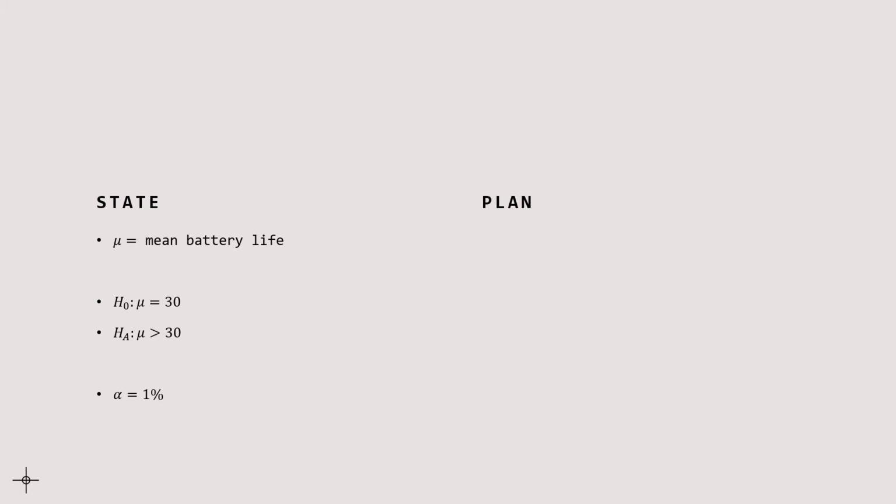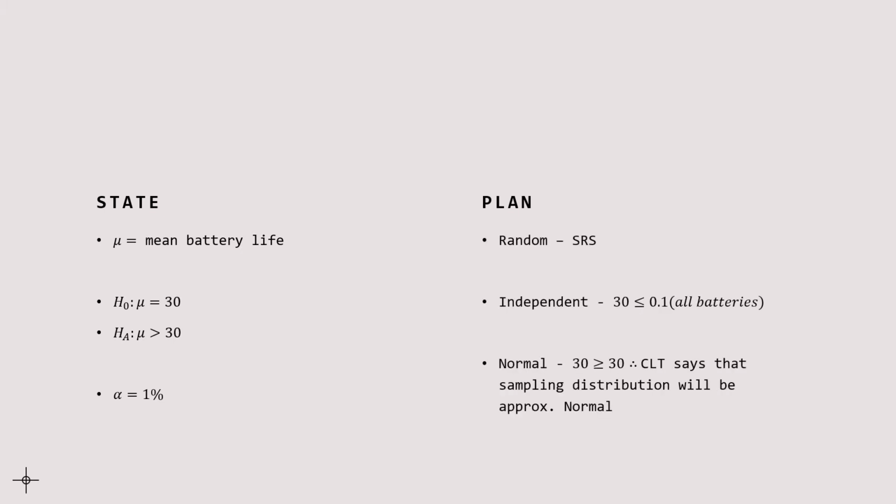Okay. Under plan, we have random. It mentions that a random sample was taken, so SRS is hit. Is it independent? We would assume that 30 is less than 10% of all the batteries that they have. And normal: 30 is greater than or equal to 30, so we could use CLT. The central limit theorem applies, and we can say that it is approximately normal. So all of those are hit.